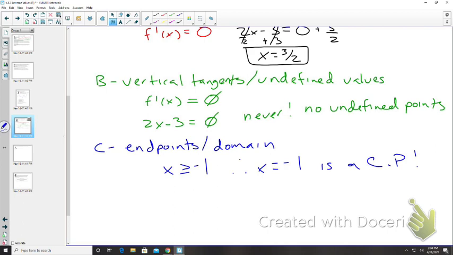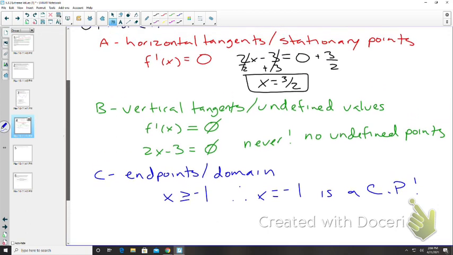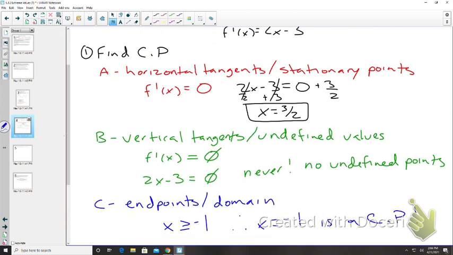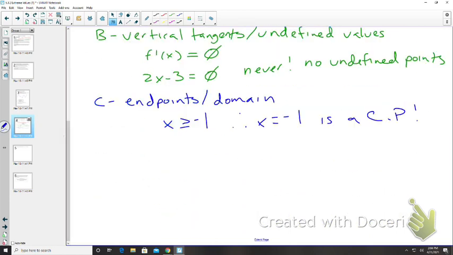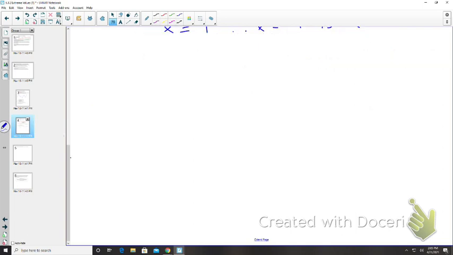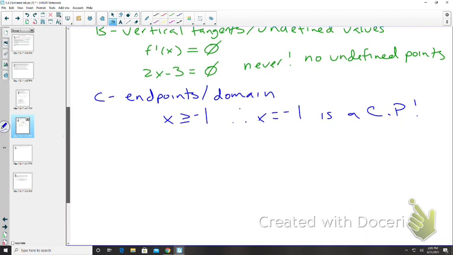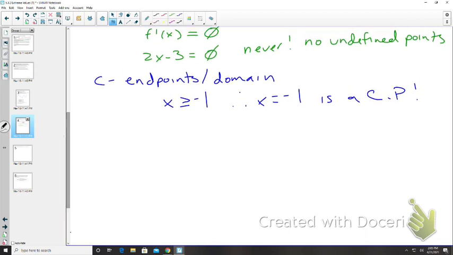Okay, so that is step 1. Questions? So far, so good? Okay, neat. So now step 2: find our corresponding y value for each of our critical points. And we're substituting this into the original function, right?